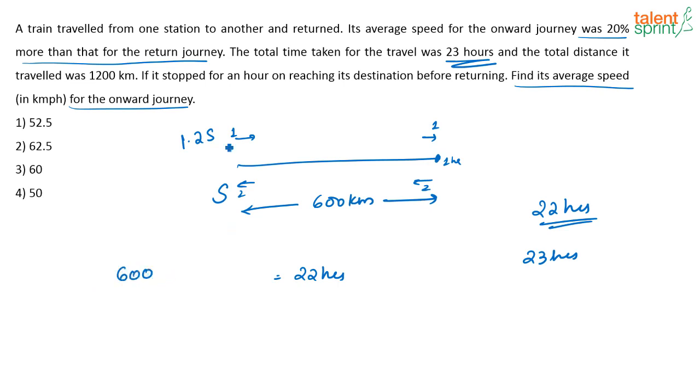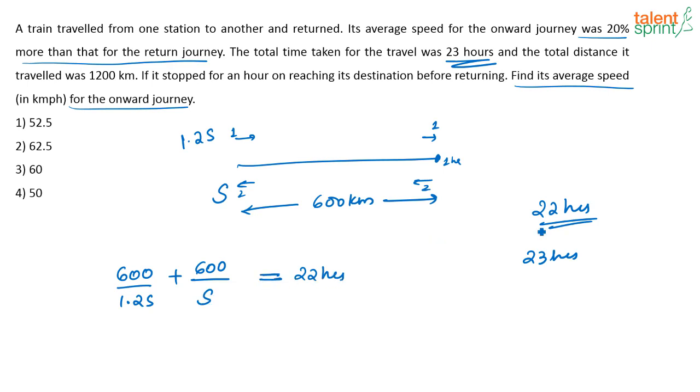So what is the time taken for the onward journey? Distance travelled is 600 kilometer and speed is 1.2 S. And what is the time taken for the return journey? Distance travelled is again 600 kilometer, speed here is S. And this is equal to 22 hours.